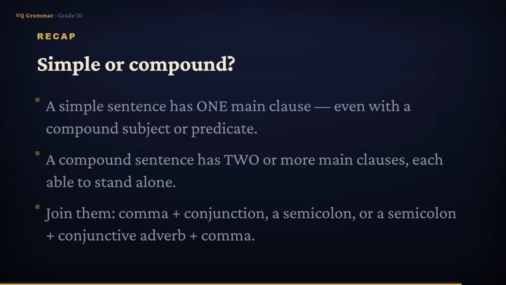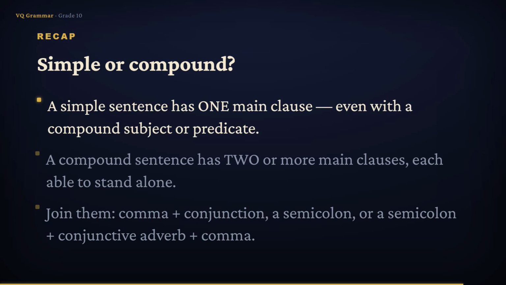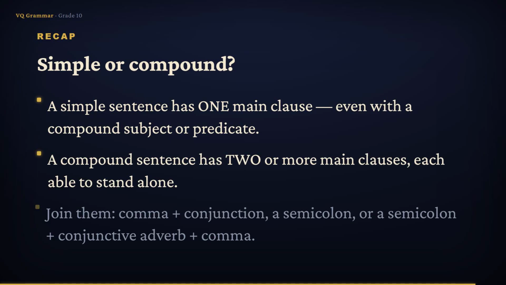Let's pull it all together. A simple sentence has exactly one main clause. It may have a compound subject, or a compound predicate, or even both, and it is still simple because there is still only one clause. A compound sentence has two or more main clauses, each one carrying its own subject and its own verb, each one able to stand alone.